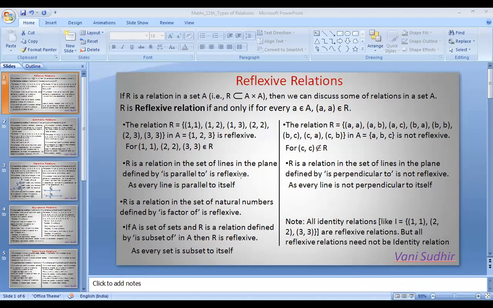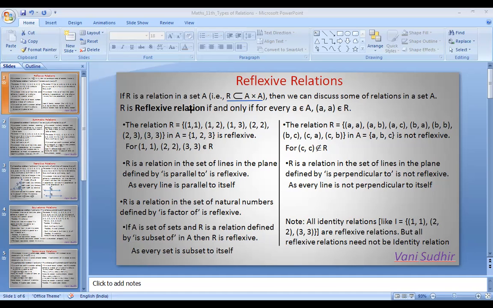Okay. First we will discuss reflexive relation. First we told that a relation is a subset of the Cartesian product. Here R is a relation in set A. Then R will be a subset of A cross A. A cross A will contain all ordered pairs. We will discuss relations in set A itself, not from A to B: reflexive, symmetric, and transitive relations.